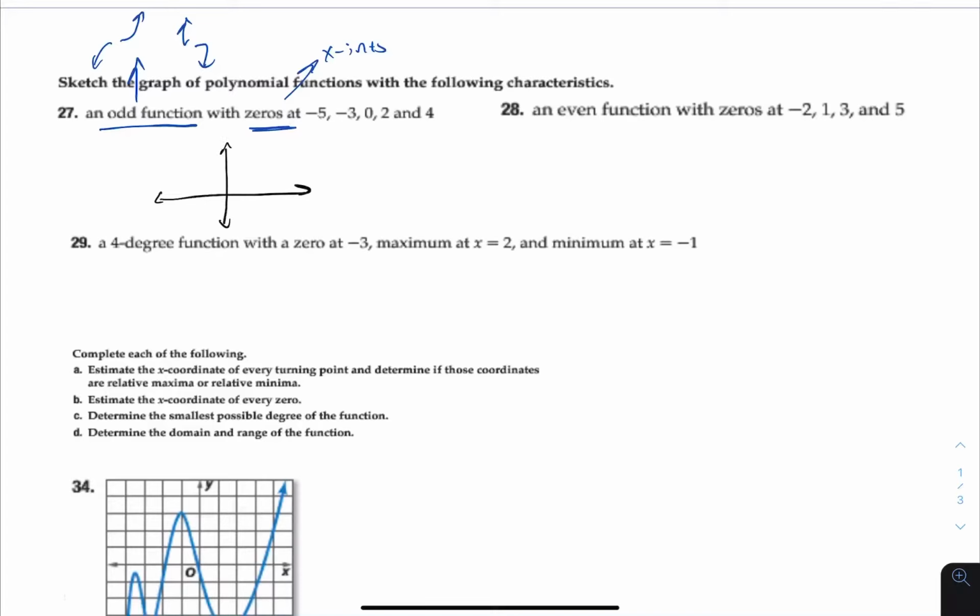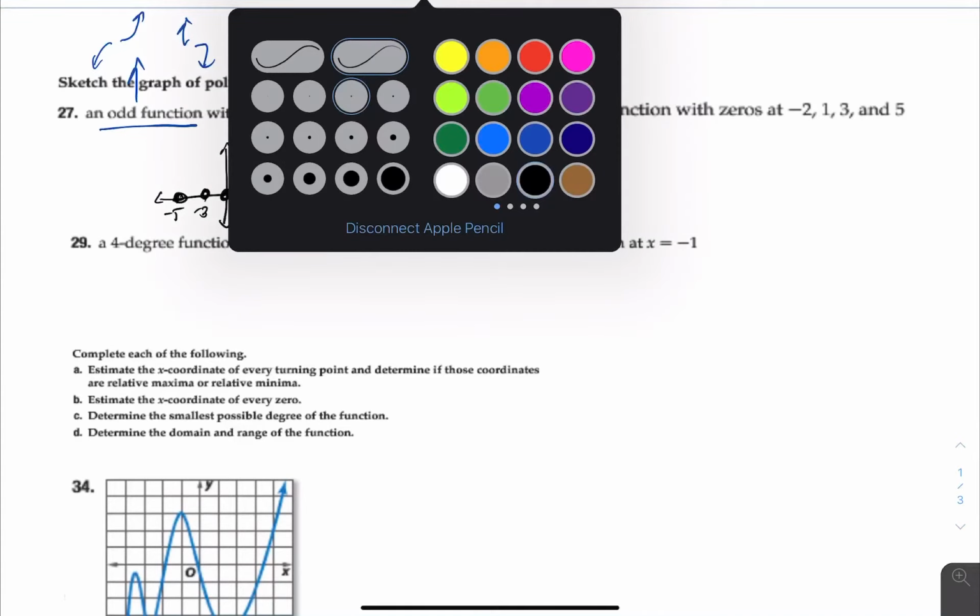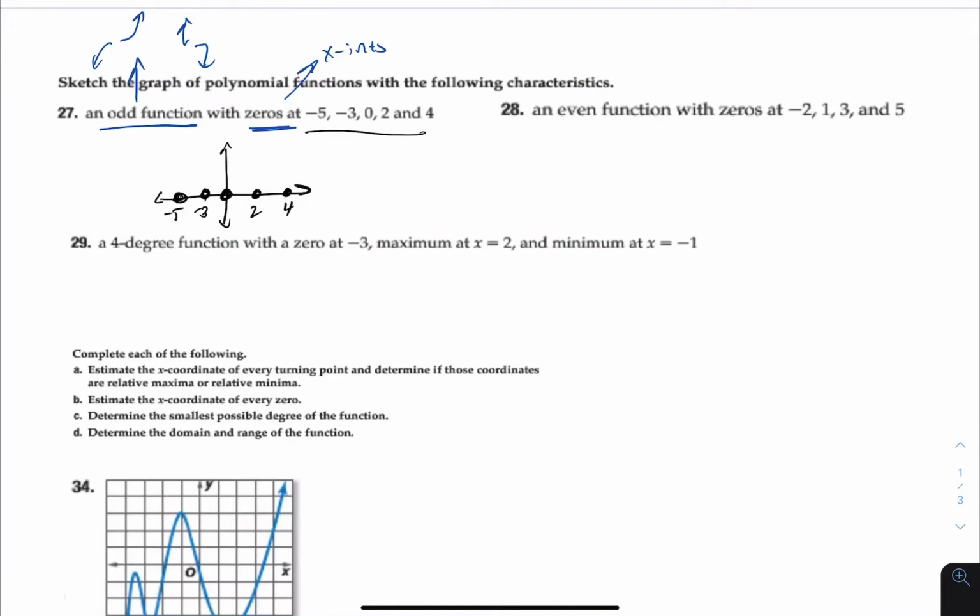If I was going to draw this thing, again, it's just a sketch, not perfect. First thing I know is that I have zeros at -5, -3, 0, 2, and 4. That's what this tells me. And then I know it should be an odd function. So if I start, it doesn't matter which one, you can start up here if you want. It has to end on the opposite side because it's odd. So now you just go through each one once. Go through it, go through it, go through it, go through it, and go through it. I'm just following the graph. That's one example. There's actually multiple examples, but that's the one I did.